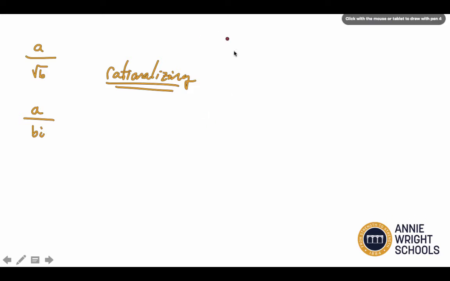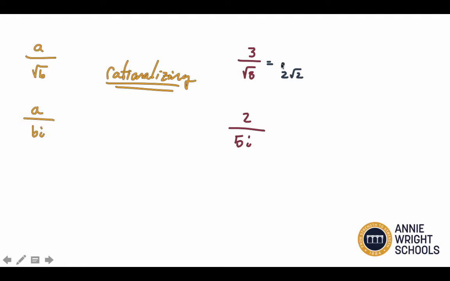The easy examples are 3 divided by the square root of 8 and 2 divided by 5i. So in both problems, all we're trying to do is make the denominator a rational number. Most people might multiply this by 8. I'm going to show you a trick. Remember, the square root of 8 is 2 root 2.